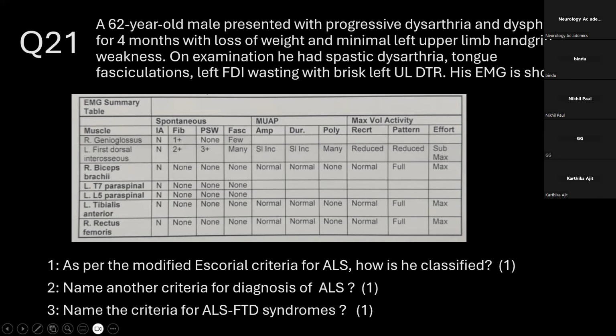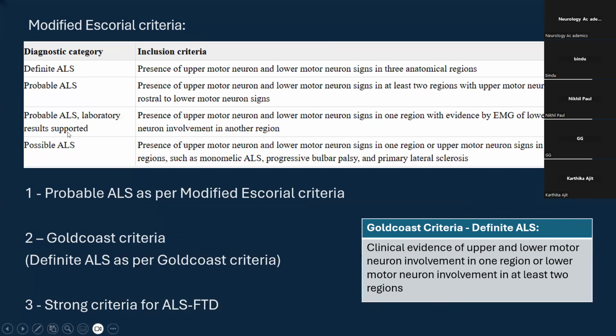As per the El Escorial criteria, as there are UMN and LMN features in 2 segments, it comes under probable ALS. Presence of upper motor and lower motor neuron signs in at least 2 regions with UMN signs rostral to lower motor neuron signs. Definite ALS according to the modified El Escorial criteria is upper motor and lower motor neuron signs in 3 segments.